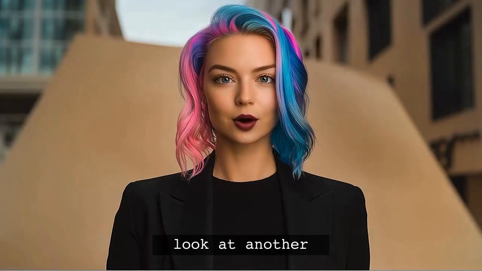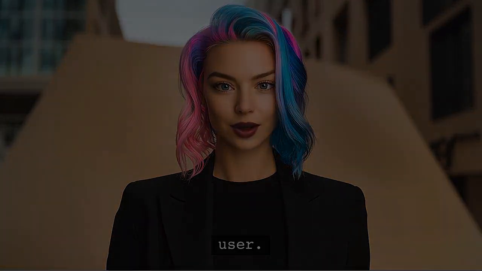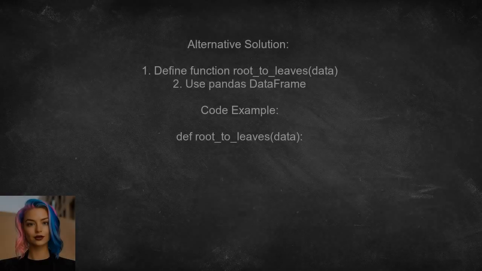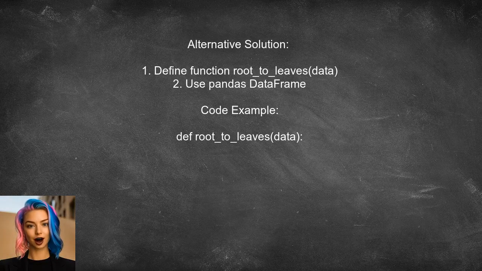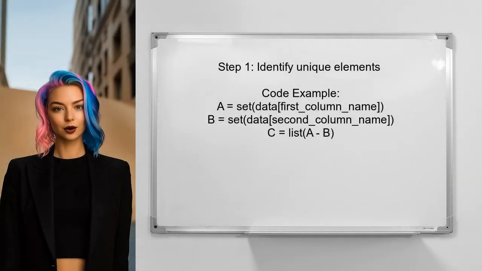Let's take a look at another answer from another user. An alternative solution provided by a user involves using a pandas data frame to manage the data. They start by defining a function called root2leaves, which takes the data frame as input. The user first identifies unique elements in the first column that are not present in the second column. This is done using a setDifference operation.